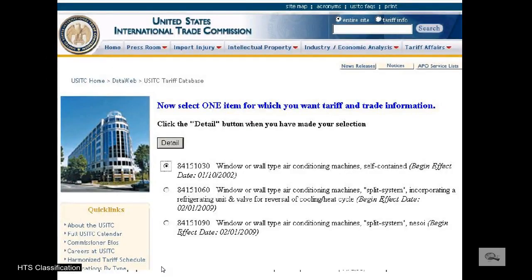And where are the tariff numbers found? All are on the U.S. International Trade Commission website, which goes into detail of each classification to the 8-digit level.